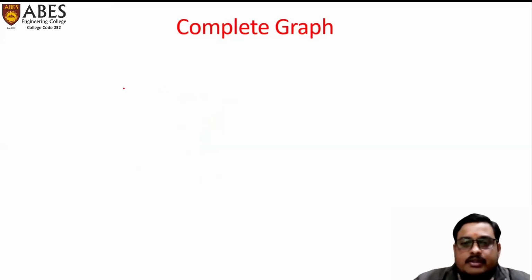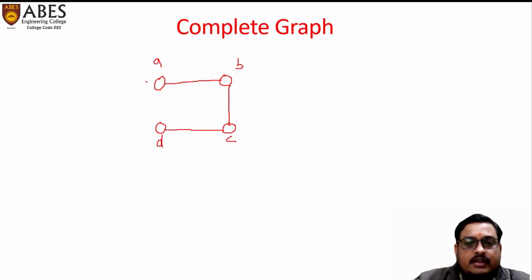Now come to the point, what is a complete graph? If a graph has at least one connection between each pair of vertices, that is known as a complete graph. So suppose here we have 4 vertices, and the names of these vertices are A, B, C, and D. So here we have an edge between A and B. We have an edge between B and C. We have an edge between C and D. We have an edge between A and D.